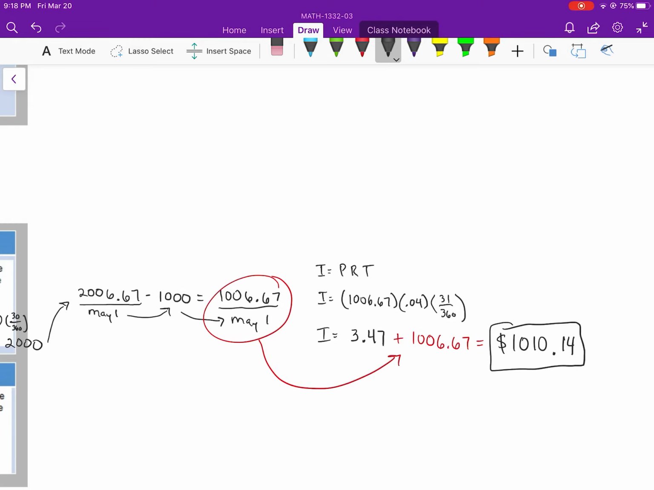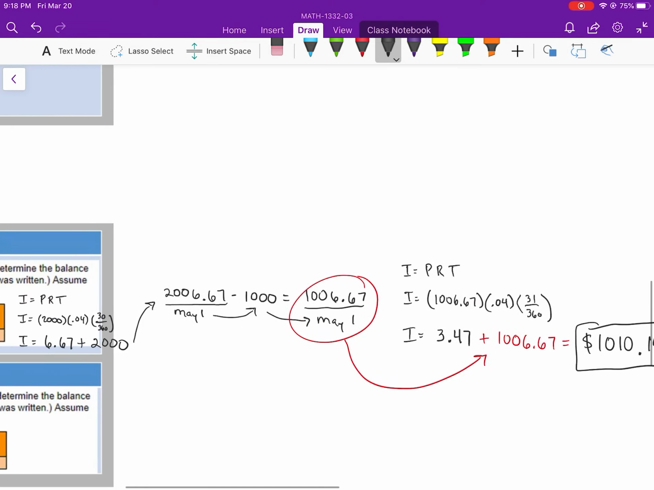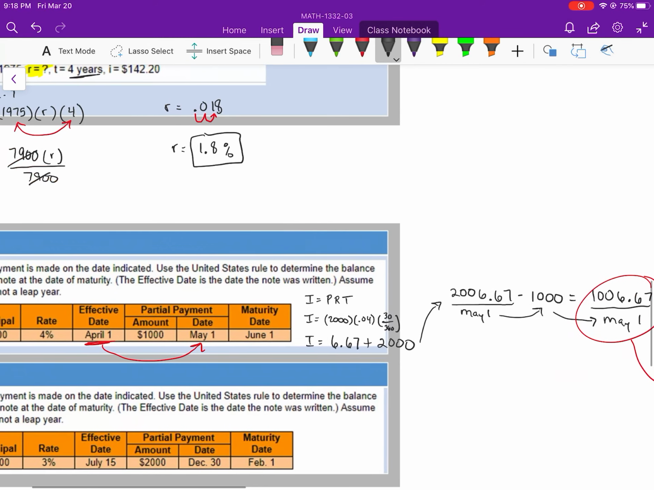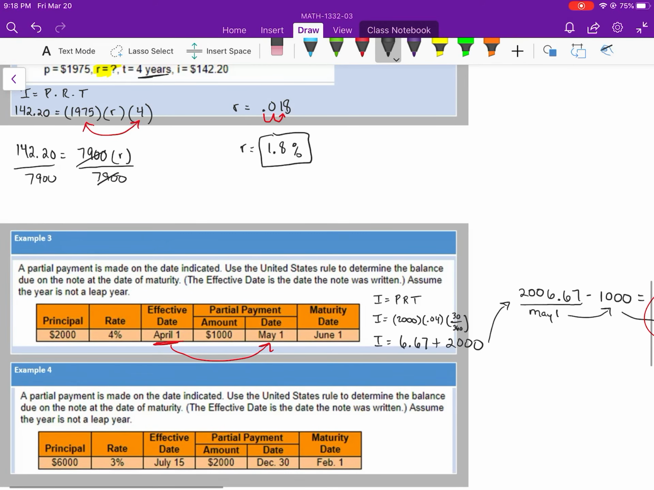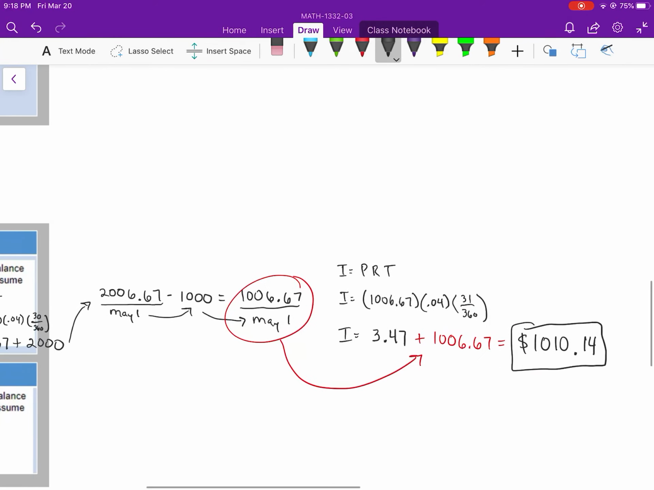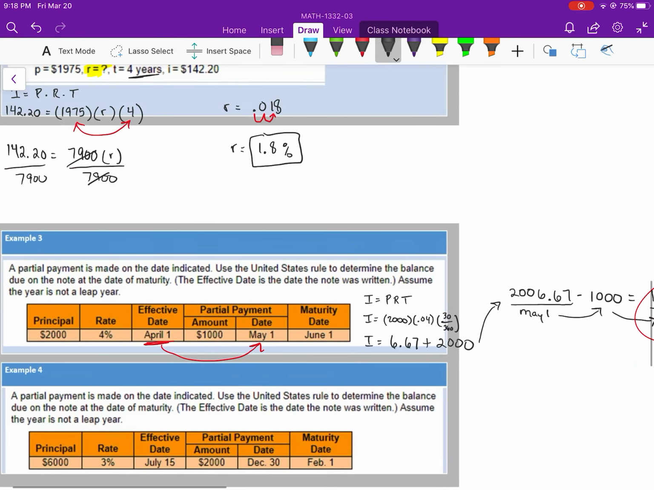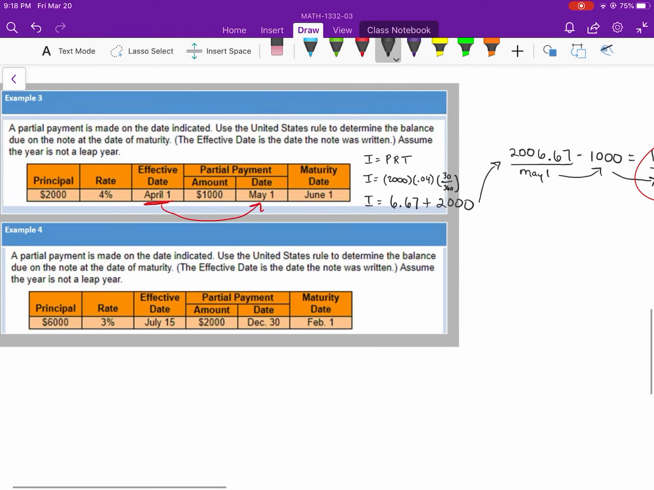So there are multiple steps here. You're going to have to use your simple interest formula twice. You use it once to get your total leading up to your partial payment, then take your partial payment off, and then calculate your interest again from that amount to your maturity date. That's going to be your answer, which is $1,010.14.